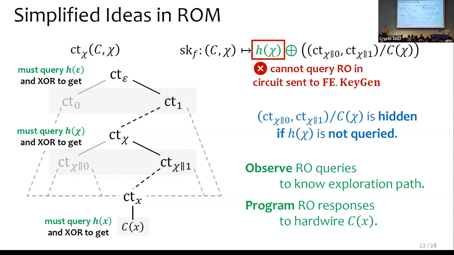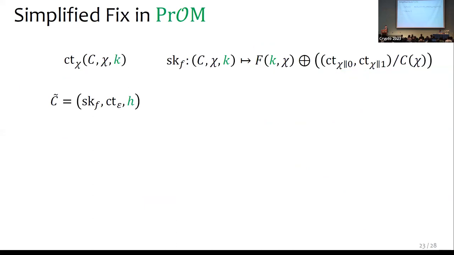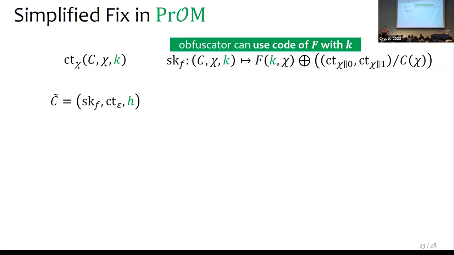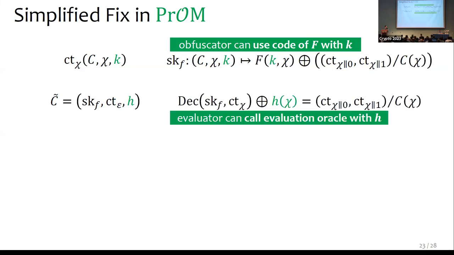But here's the problem, because functional encryption is a standard model thing. You cannot call the random oracle inside the circuit for which you want to generate a key. And this is where the PROM helps, because it gives you the code of the oracle. So now in the ciphertext, I will additionally encrypt a PRF key, and the function will evaluate the PRF on the path chi. And in the obfuscation, I will also give out the handle for this key. Now there's no syntactical problem, because we can use the code of the PRF in the circuit for which we want to generate the functional encryption key. And then during decryption, we can let the evaluator use the handle to perform this evaluation of the random oracle.